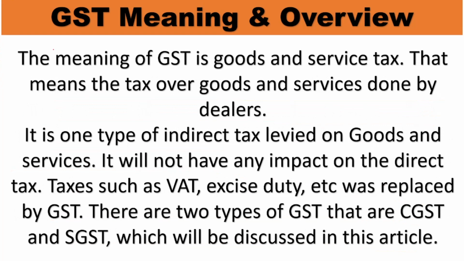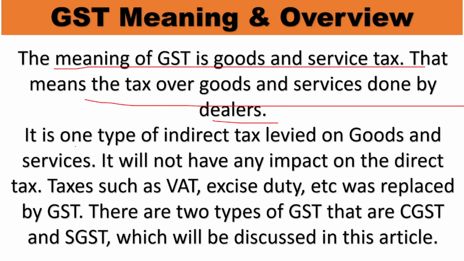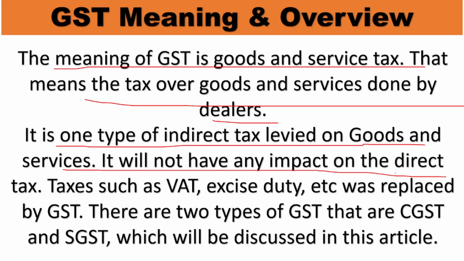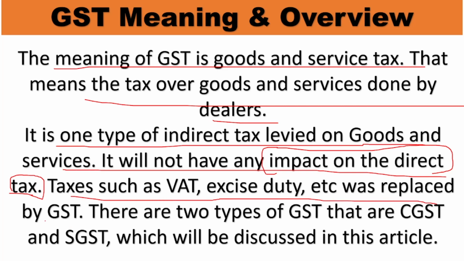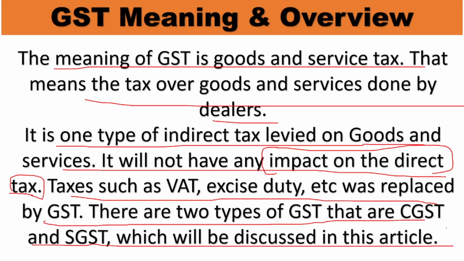The meaning of GST is goods and service tax. That means the tax over goods and services done by the dealers. It is one type of indirect tax levied on goods and services. It will not have any impact on the direct tax. This is a very important point. The GST will not have an impact on the direct taxes, that is income tax and wealth tax. Taxes such as VAT and excise duty were replaced by GST. There are two types of GST, that is CGST and SGST, which will be discussed in this article.